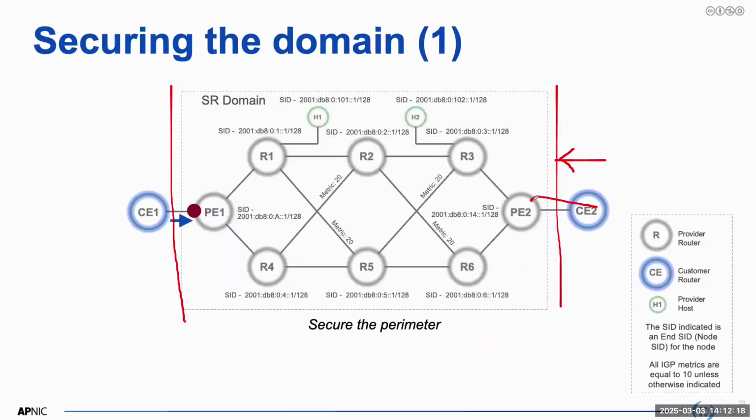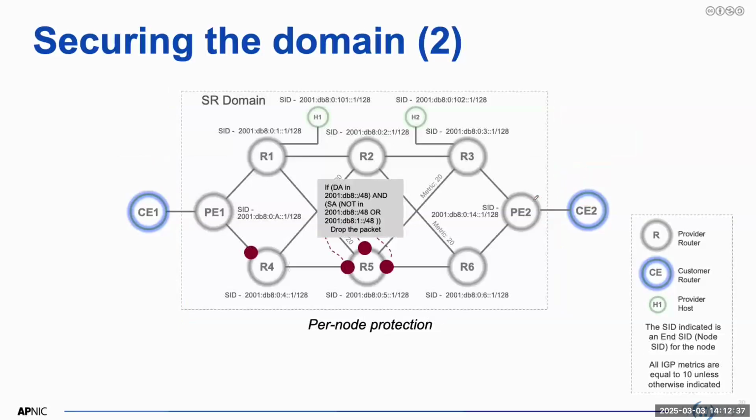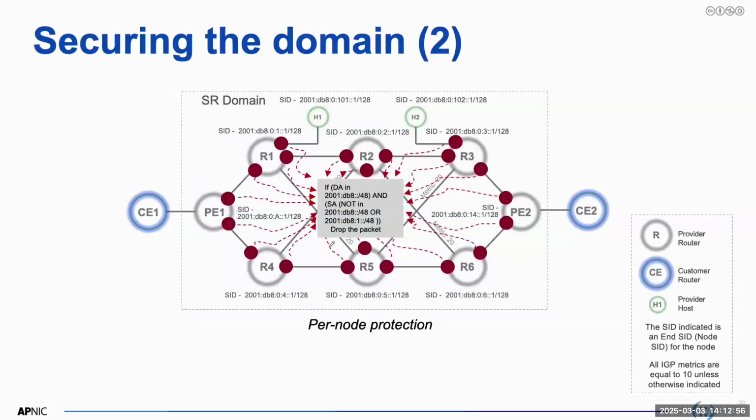That means we need to drop it at our PE router if we receive an SRH packet and the destination address is in our own domain. We need to do this on all the different sides, or on the edges of our network. But if we generate any SRH and the destination address is not within our domain, then we also need to drop the packet, because if the destination is beyond our domain, then we also need to drop it.